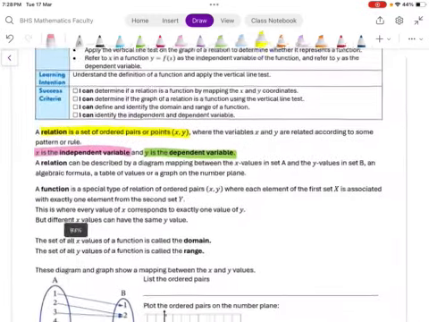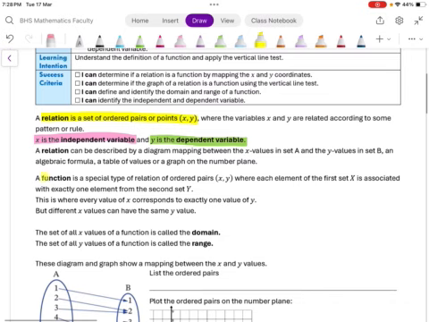A function is a special type of relation of ordered pairs (x, y), where each element of the first set of x is associated with exactly one element from the second set of y. This is where every value of x corresponds to exactly one value of y. But different x values can have the same y value.